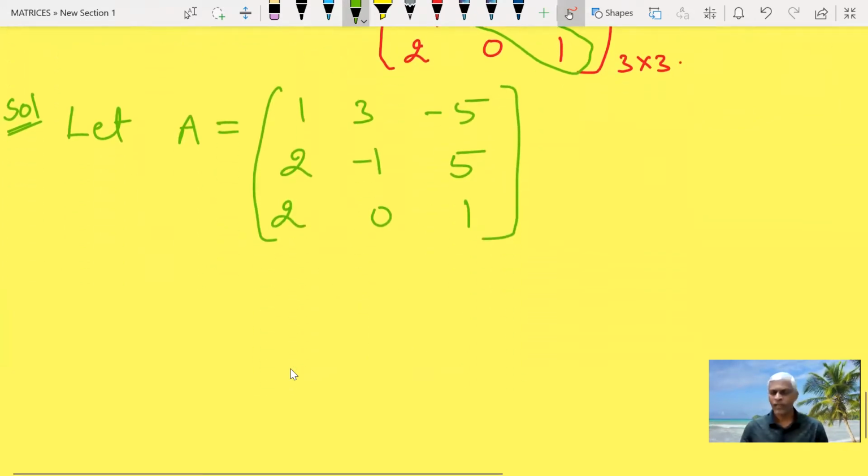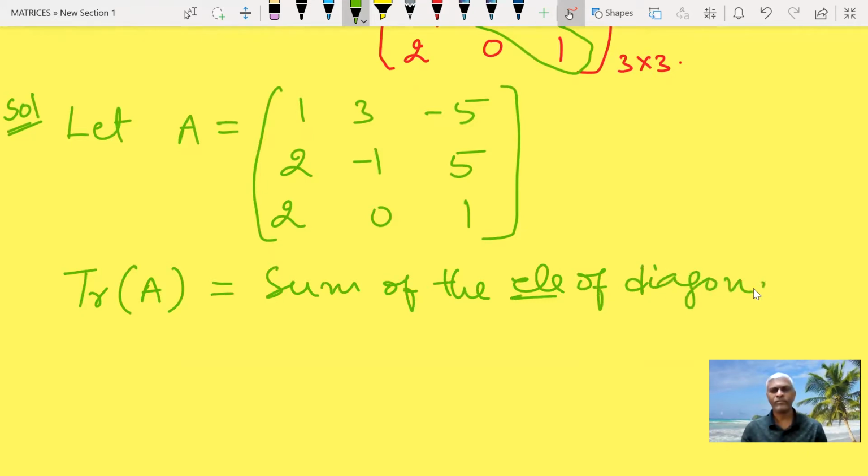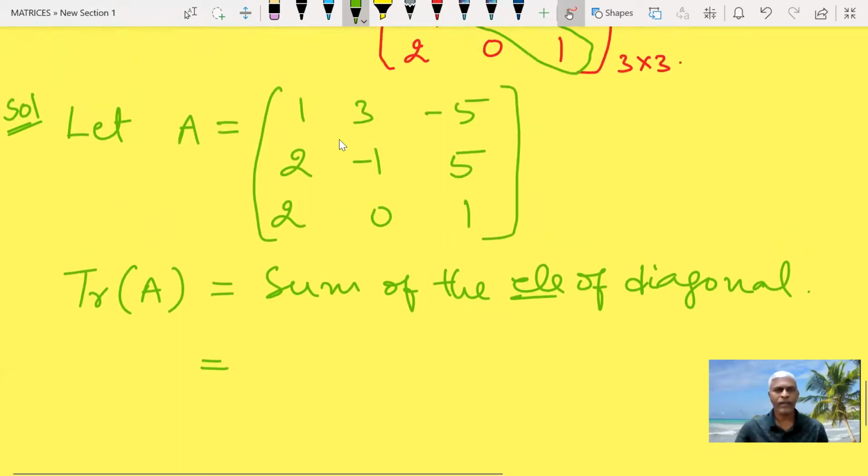Now trace of A. So it is nothing but the sum of the elements of the diagonal. This definition was already explained in the first class. So what is the principal diagonal?